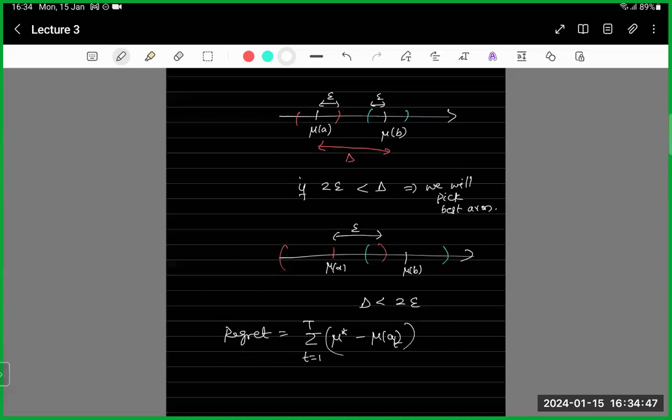All the? No, there is only one time we are comparing, right? We are comparing at t equal to 2m. After that, we are not comparing. So we have only one event, right?